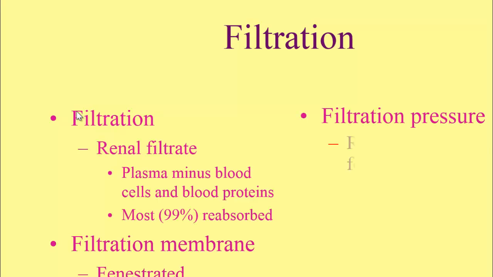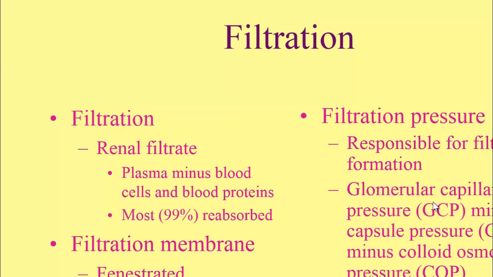So filtration, again, is non-selective, and most of what is filtered goes back to the blood by the time we get to the collecting duct and out for making urine. So most of it is reabsorbed, 99%, know that number. Only 1% of what's filtered enters as urine and leaves the body. If we didn't have this reabsorption process happening, we would urinate out our entire blood plasma in about 20 to 30 minutes. That's how much of our blood is being filtered.